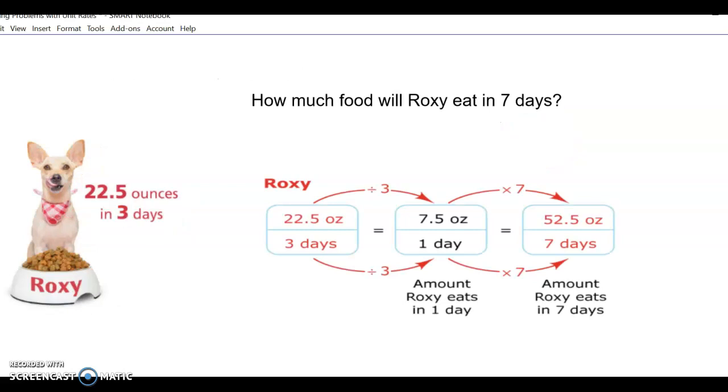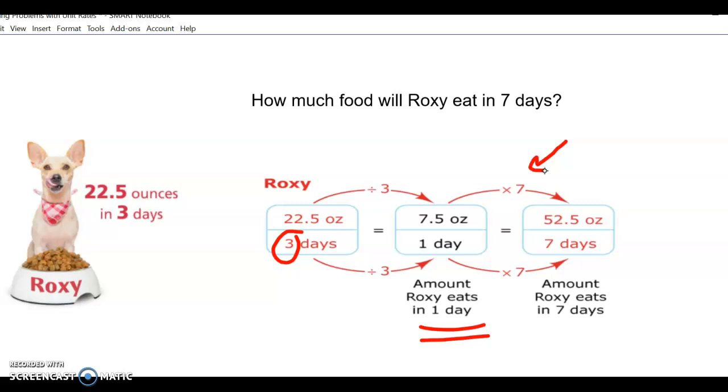All right, here's your solution. Hopefully you got it right. 22.5 ounces in 3 days. We divide by 3, that denominator, in order to get our unit rate for 1 day, and then we take that unit rate, 7.5, and multiply it by 7 days, and your answer is 52.5 ounces in 7 days.